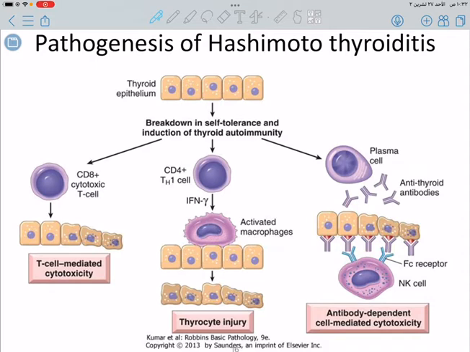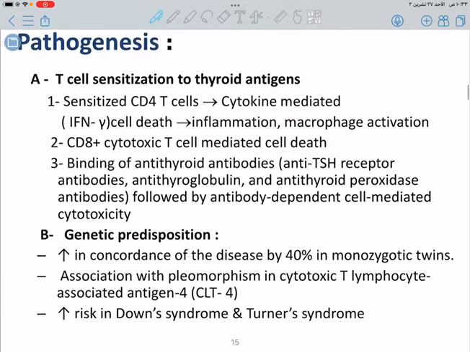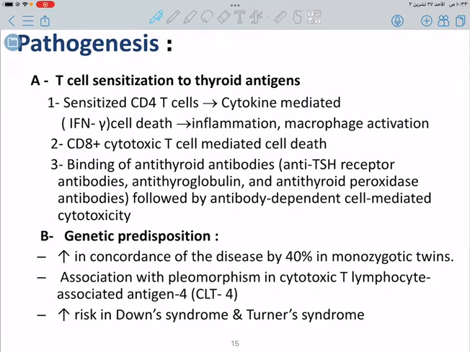Or CD8 mediated cytotoxicity, or, as we said, autoantibodies: anti-TSH receptor, anti-thyroglobulin and anti-thyroid peroxidase antibodies, followed by antibody-dependent cell-mediated cytotoxicity. It has a genetic predisposition. For any disease, to know how much the genes contribute, we always infer it from the concordance of the disease in identical twins, or monozygotic twins.